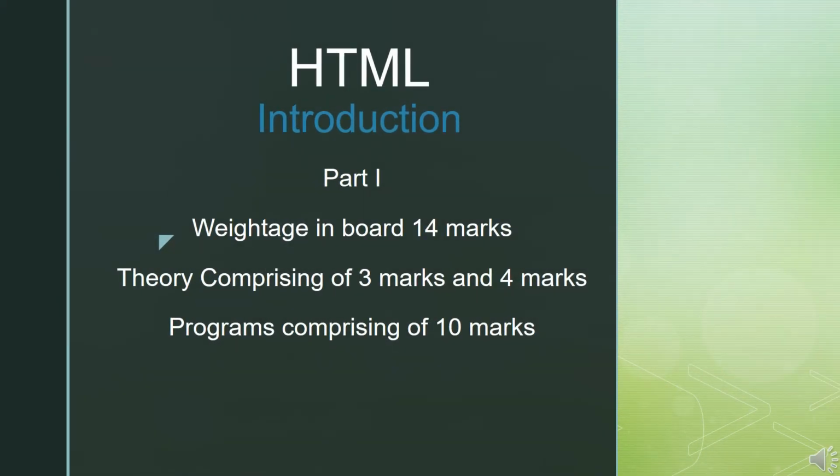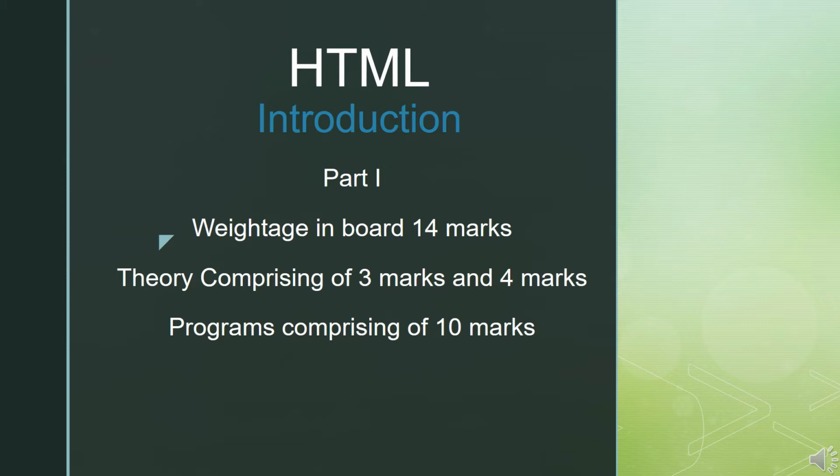Today we'll start with a new topic of class 12th Computer Science 1, that is software, Unit 4, HTML. This chapter consists of theory as well as program. The weightage of this chapter in board is 14 marks, wherein theory comprises of 3 or 4 marks question, and there will be a program comprising of 10 marks with option.